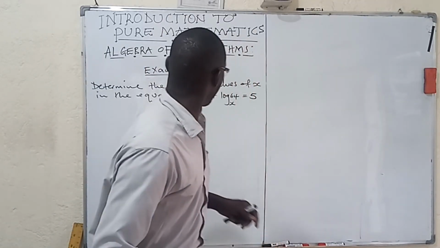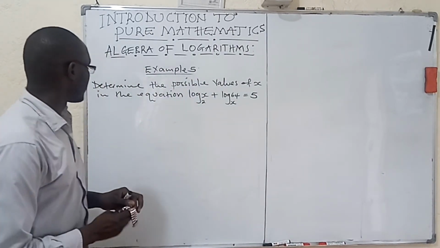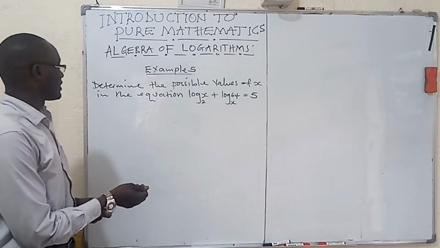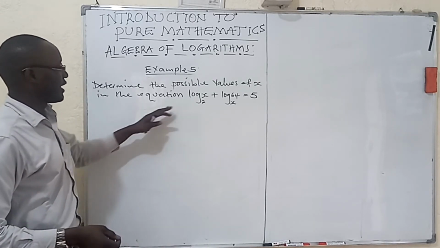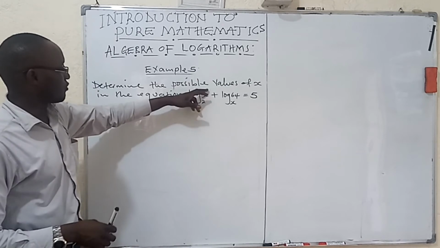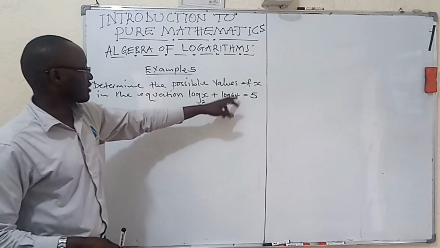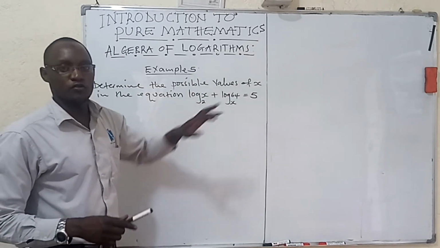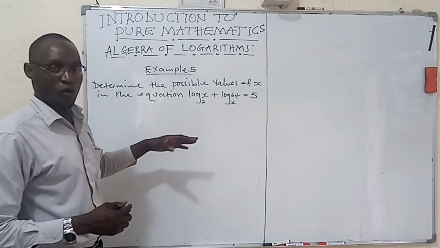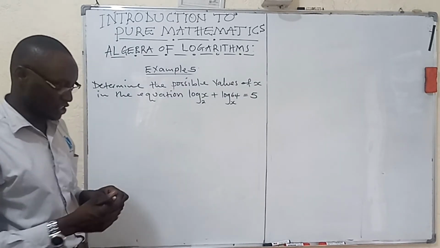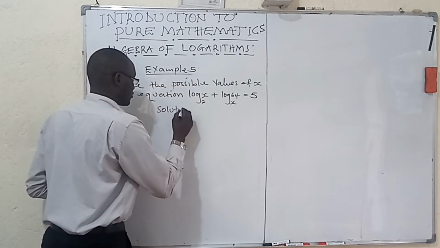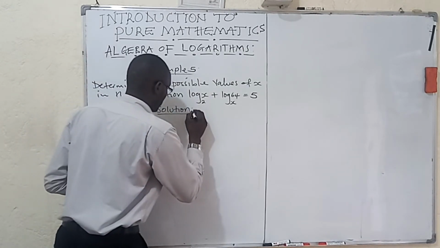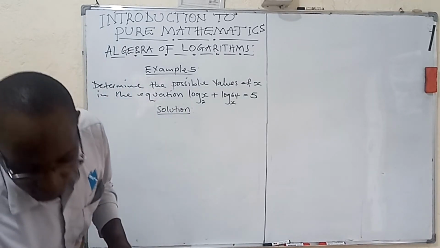We are now set for example 5. The examiner is telling us to determine the possible values of x in the equation log base 2 of x, log base x of 64 is equal to 5. So just as before, we can pose a change. We shall say, Mr. Examiner, sir, this is the solution. This is our solution.